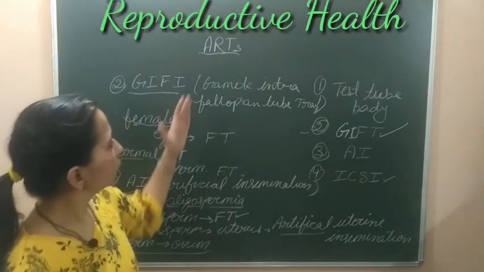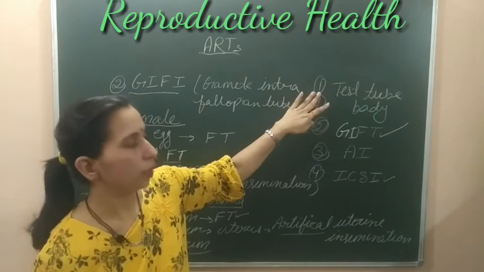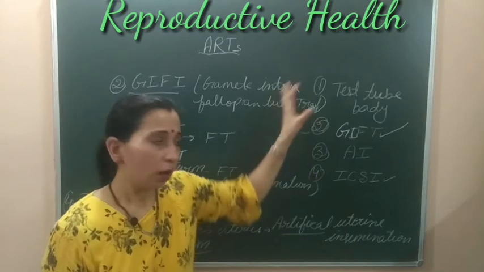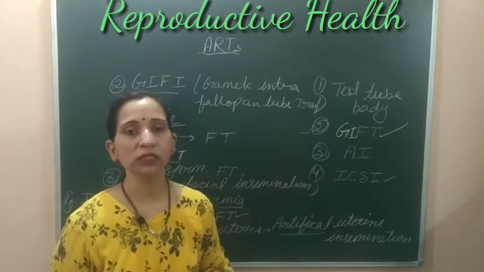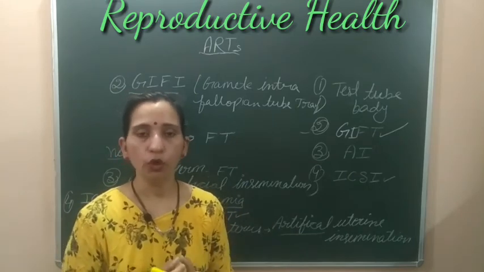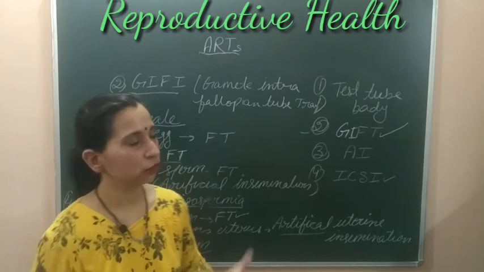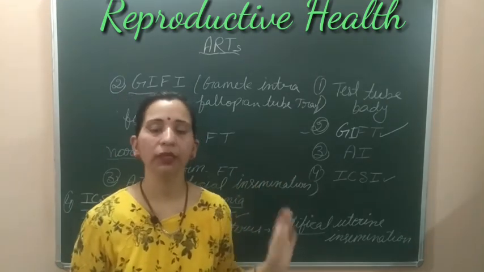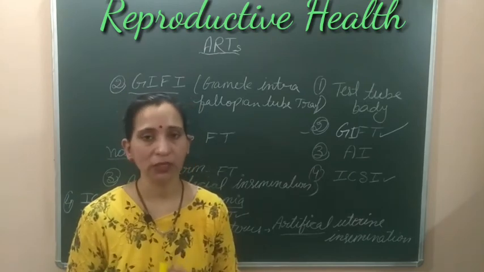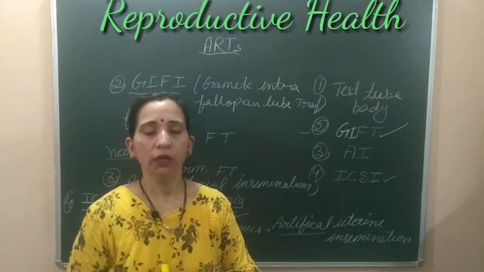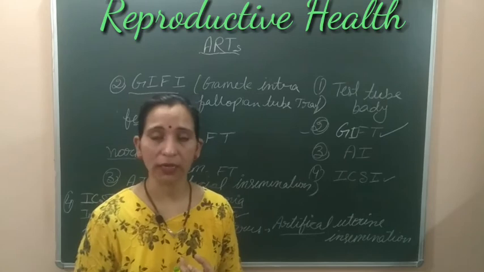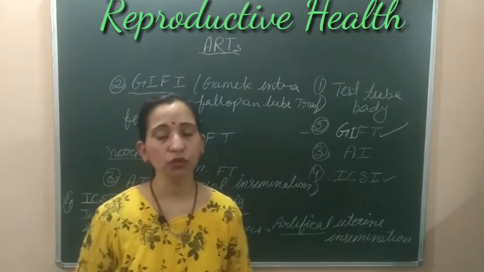Here we discussed all these 4 types of techniques: test tube baby, GIFT, artificial insemination, and intracytoplasmic sperm injection. Overall, the purpose of all these techniques is to have a baby for couples who are not able to get a baby by the normal ways. These techniques are related to infertility and help the couple get their babies. But they should be handled by expert medical professionals, and they are very useful in the case of infertility.